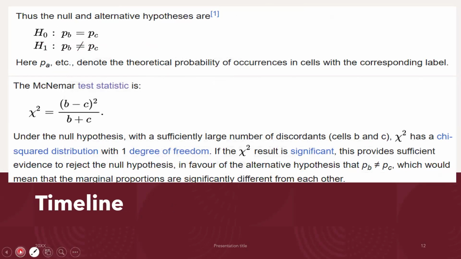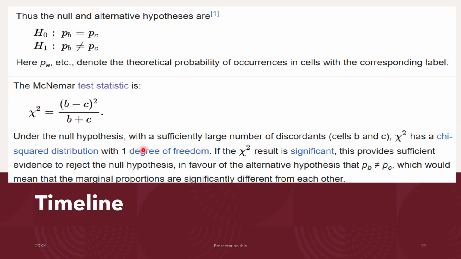So the null and alternate hypotheses are defined in this scenario. Our H naught should be PB is equal to PC, and alternate H1 is PB is not equal to PC. Here, PA, etc. denote the theoretical probability of occurrences in cells with a corresponding label. So McNemar's test statistic in this case would be X squared, which is the chi-squared value for (B minus C) whole squared over B plus C.